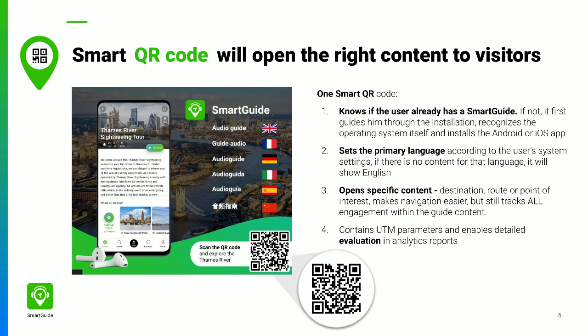Also, it will open a specific content destination, route or point of interest, which makes navigation easier, but still tracks all engagement within the guide content. Last but not least, it will contain UTM parameters and enable detailed evaluation and analytics reports. Please note it is important to only use Smart Guide's original QR codes for proper functionality and tracking.